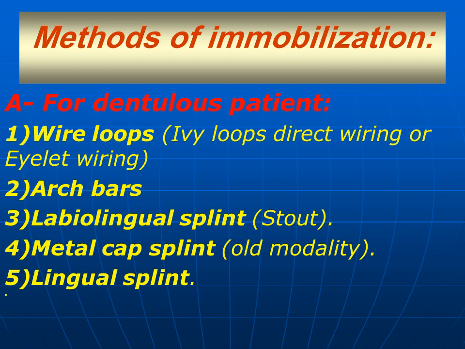In general, the methods of immobilization of the teeth in closed reduction situation are as follows. We classify them into two types according to the type of the patient: for dentulous patients and for edentulous patients. For immobilization of fractured segments in dentulous patients, we use wire loops, arch bars, labiolingual splint, or what we call acrylic splint, and metal cap splint, which is somewhat an old modality, and the fifth type is a lingual splint.